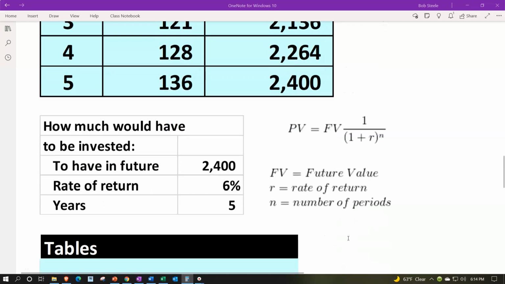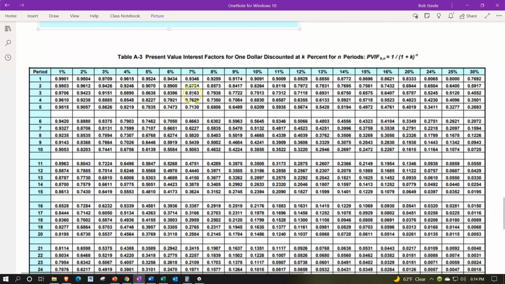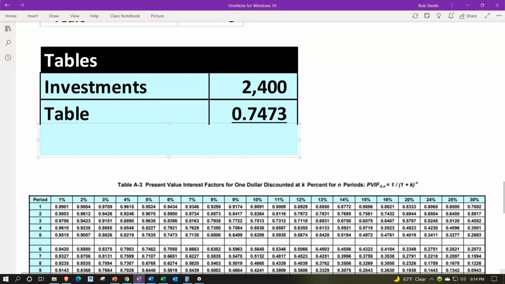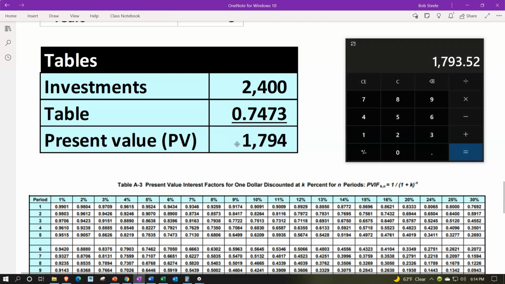So if we go on to the tables then, down below, it's a straightforward table type problem. The investment is the 2,400. We're going to look up on the table, making sure that we have the right table, which is going to be a present value table, not an annuity table in this case. And we're going to look for the 5 periods and 6%. 6% and 5, 6 and 5. Here's the 6, there's the 5, 0.7473. Multiplying that times the 2,400, 2,400 times the 0.7473 gives us then the 1794.